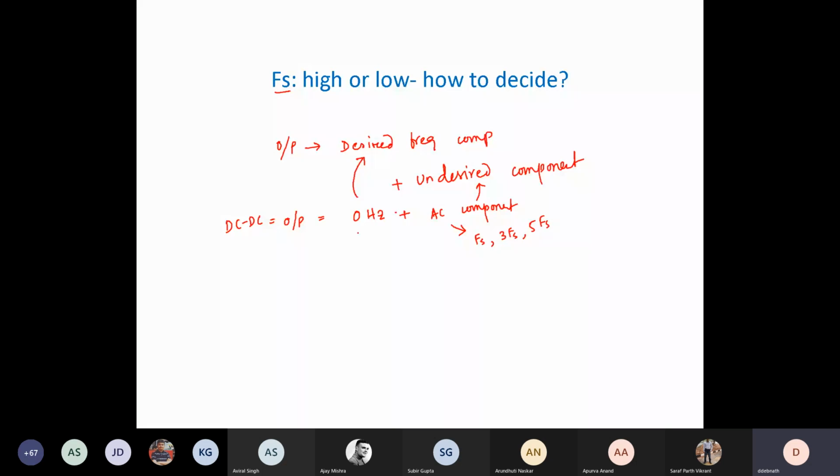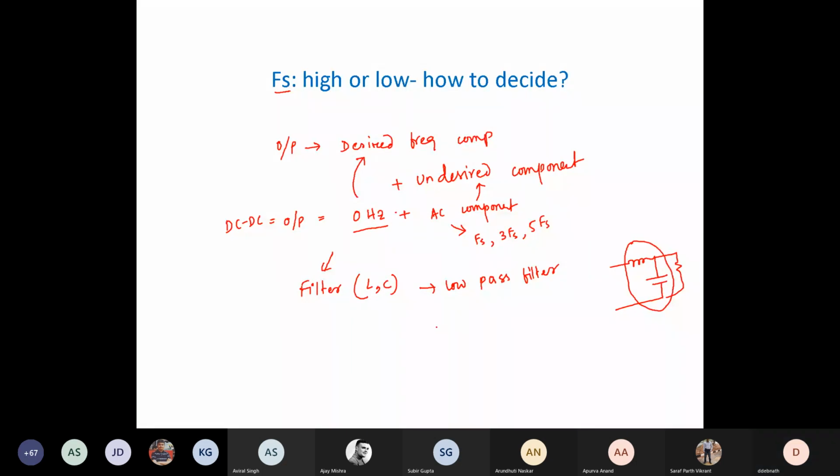So if you want to retain only the desired component and eliminate the undesired component, we should use a filter. And that filter should have only L, C, no R. And we'll be using a low pass filter, because we want to eliminate the high frequency component in this particular case. If you use an LC filter, which you saw in the circuit diagram we studied earlier, its cutoff frequency will be 1 by 2 pi root LC.